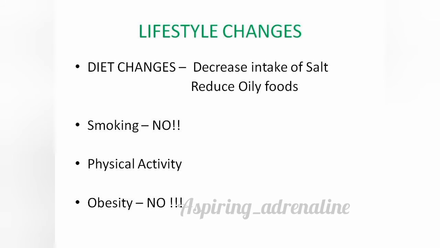Even if the patient is under pharmacological treatment, there should be certain lifestyle changes so that the pharmacological treatment will be effective. The main lifestyle changes would be the diet changes, quitting the habit of smoking, increase in physical activity, and reducing obesity if the patient is obese. These lifestyle changes seem to be restrictive, but if we think about the complications of hypertension, you should make these changes.